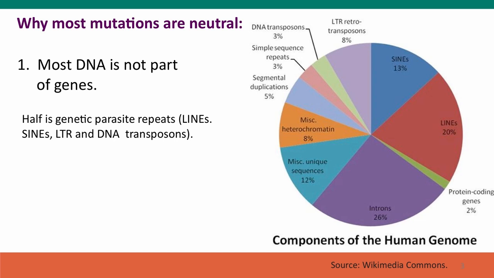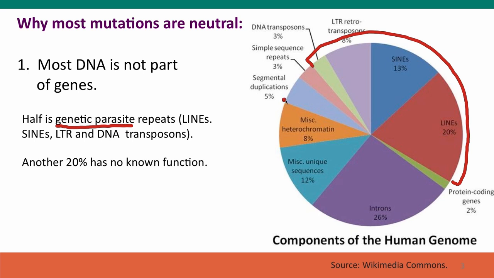So the first point is most DNA is not part of genes. Half of our DNA is the kinds of sequences that are called genetic parasite sequences. They're repeated sequences we have many copies of, different categories called LINEs and SINEs and LTR transposons. We'll talk more about these later in the course. The main point now is that they don't do anything to serve the functioning of the organism.